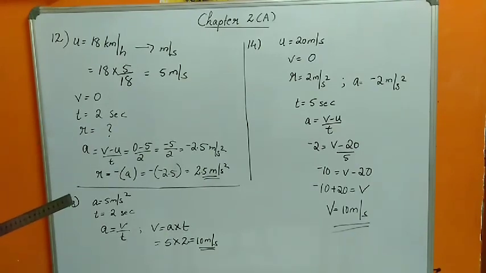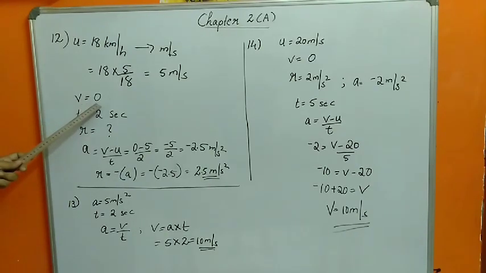Comes to stop. Stop means final velocity is 0. If it is written comes to stop or applied brakes and comes to stop, we have to write final velocity is 0 in 2 seconds. Time is given 2 seconds. Find the retardation of the car in SI unit. You are asked to find the retardation of car in SI unit.